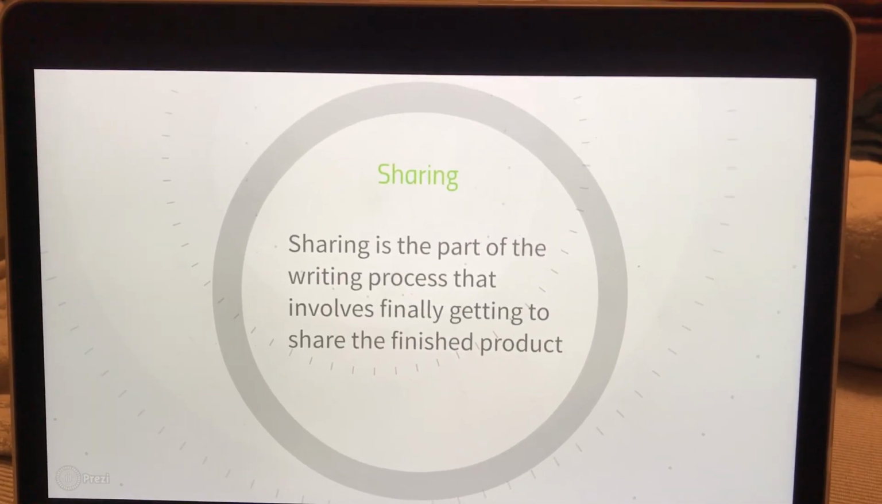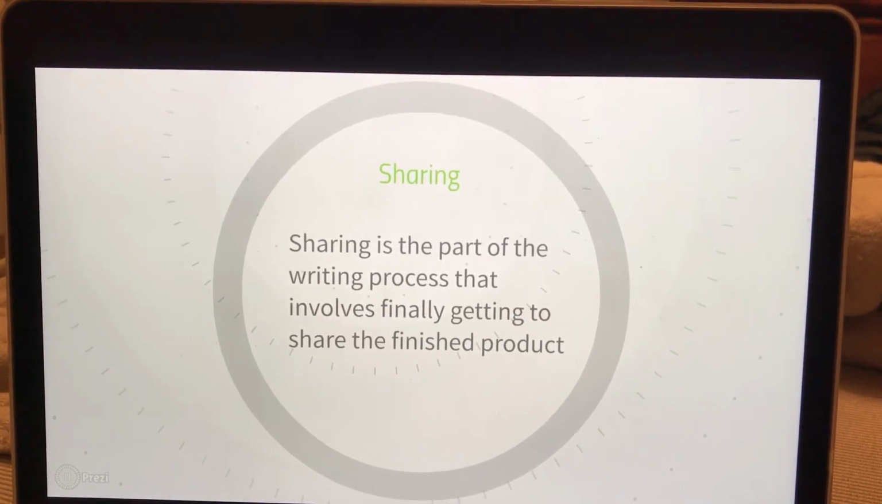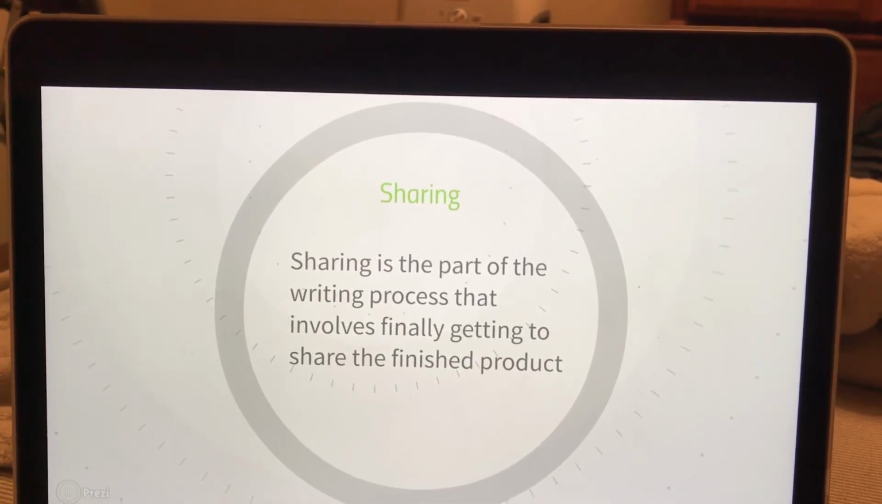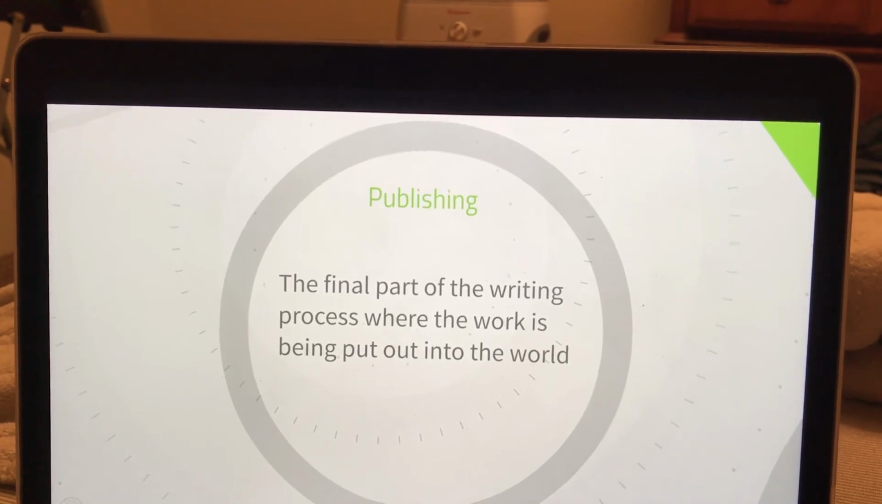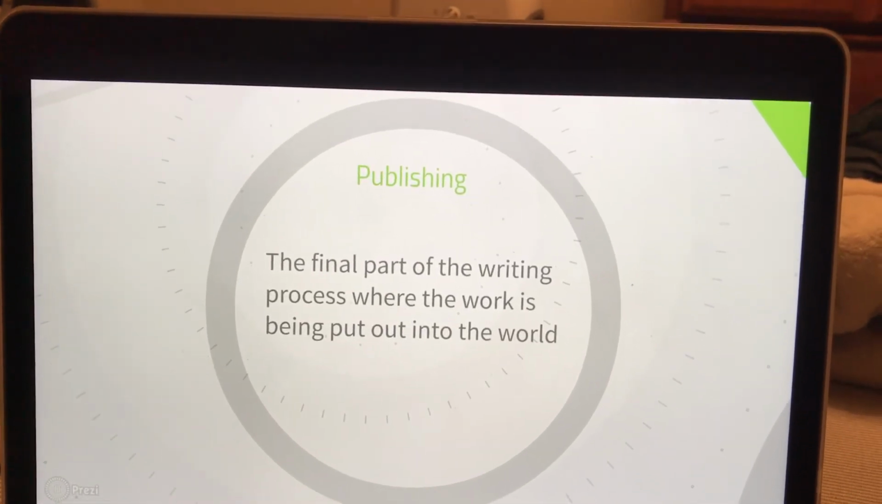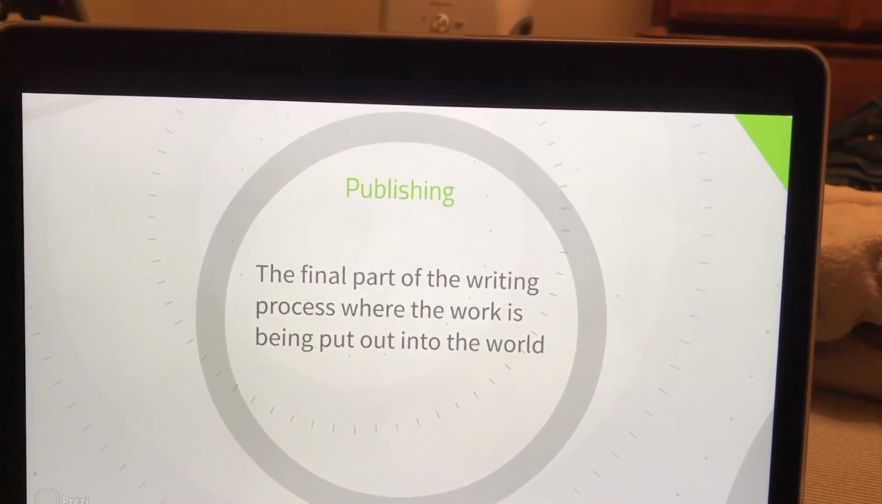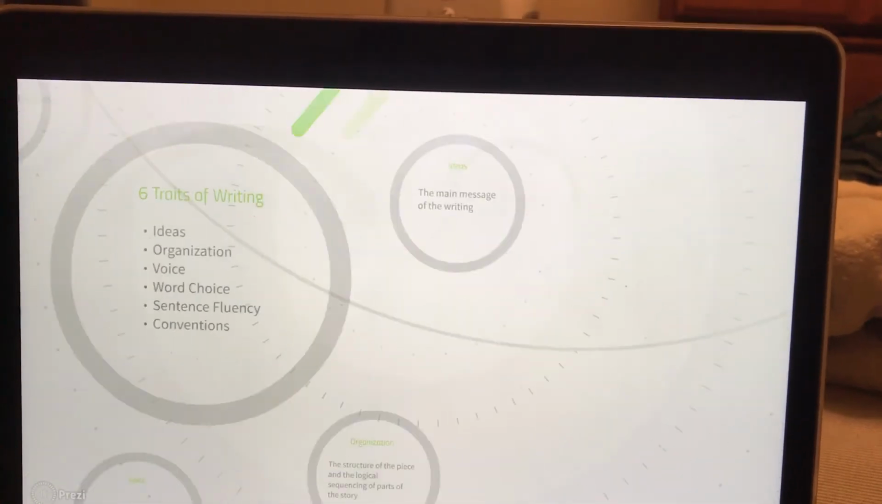Sharing is the part of the writing process that involves finally getting to share that finished product. After getting to revise and edit the draft that was originally made, the writer gets to share their written piece. Publishing is the final step of the writing process. This is the process of wrapping up the final product and sharing it with more than just the people it was shared with during the sharing step.